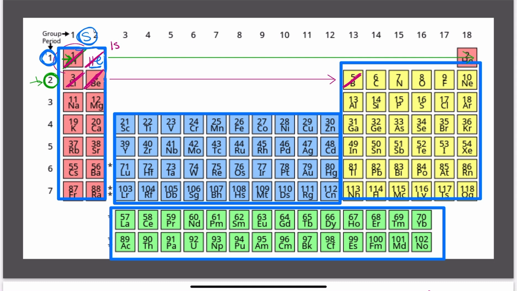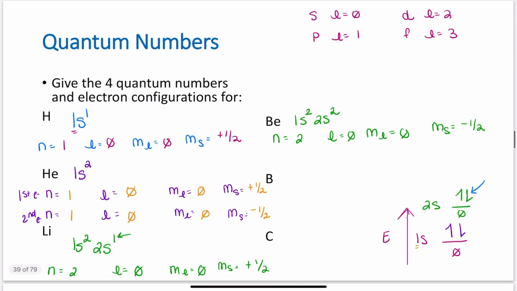Again, this starts at 1s, this starts at 2p, this starts at 3d, and this starts at 4f. The p's are kind of easy because they match the 2's, but the 3d and the 4f do not match nicely, so you've got to remember that. So I have 1s2, 2s2, 2p1.